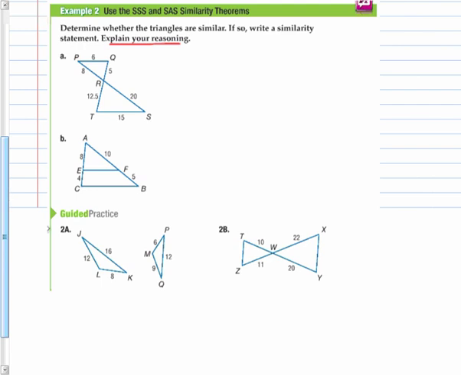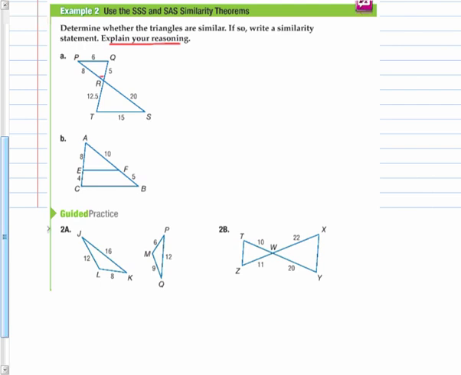So how about part A? As I look at this, I want you to tell me which makes more sense, to try the side, side, side similarity or the side, angle, side similarity. Side, angle, side. Side, angle, side? Well, really, there was not a wrong answer.